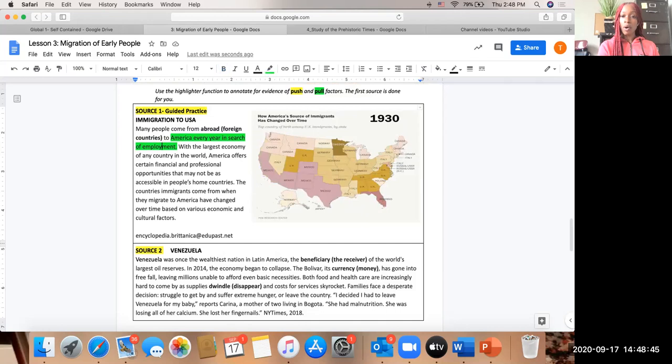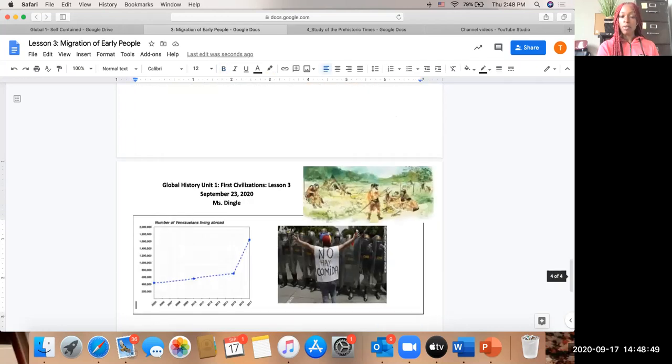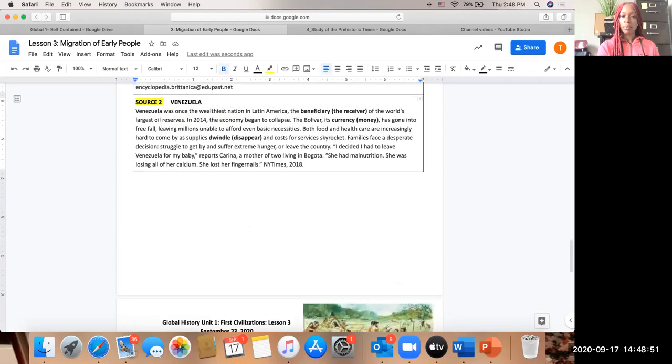All right. So moving forward, you're going to do Source 2 on your own. You're going to read about Venezuela. And I think this is a pretty small piece of text, but if it's not, let me know, guys, and I will read it out loud.